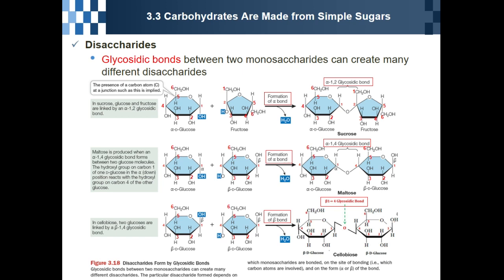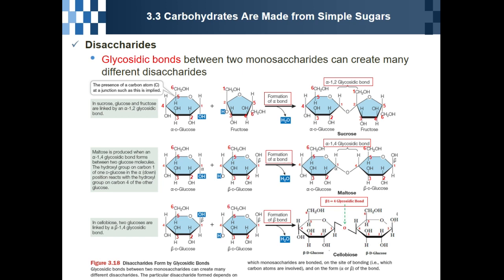So another very famous example is cellulose. So beta D glucose and beta D glucose, they combine to each other. Then they will make the beta 1,4 glycosidic bond like this. So they will make the disaccharide. Okay. So glycosidic bonds between two monosaccharides can create many disaccharides.